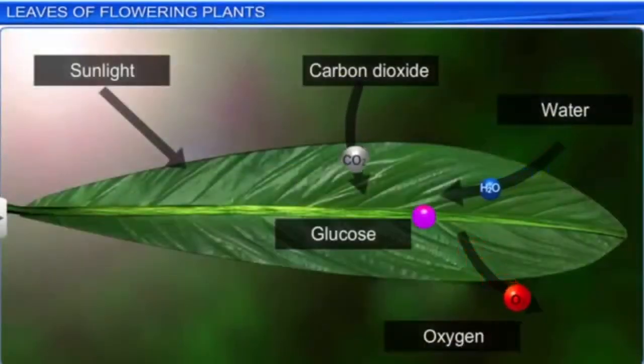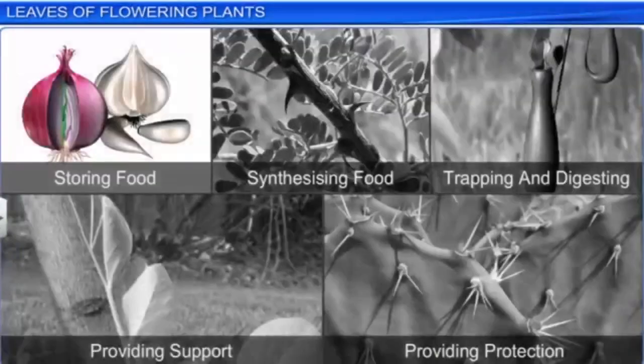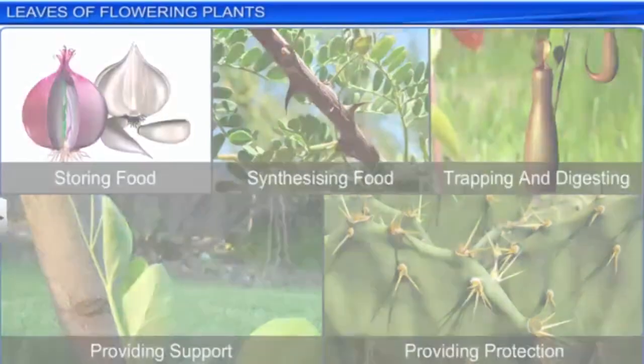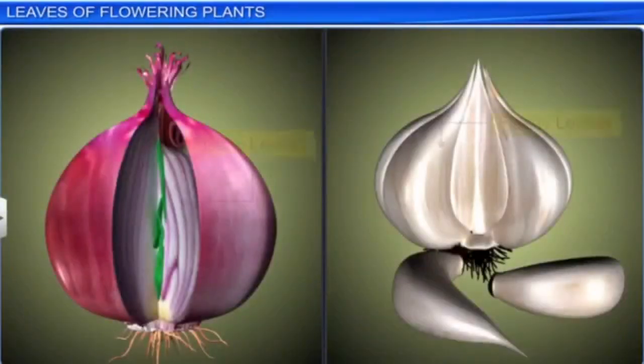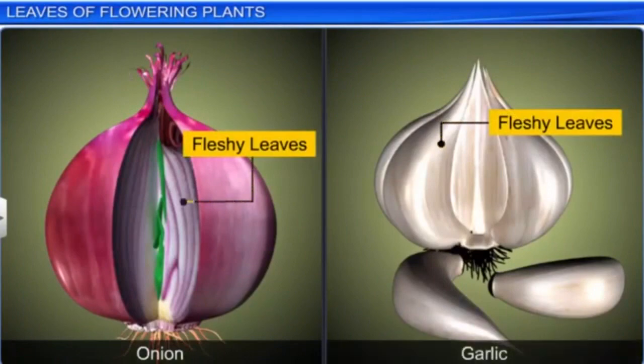A leaf has many functions. Apart from the primary function of photosynthesis, leaves sometimes get modified to perform functions like storing food, synthesizing food, trapping and digesting food, and providing support and protection. For example, the fleshy leaves of onion and garlic store food.